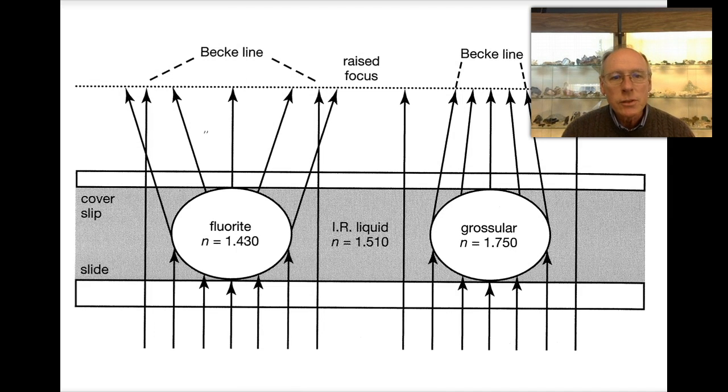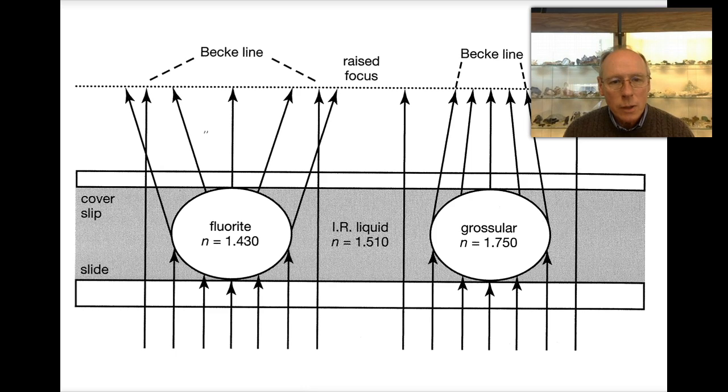This diagram illustrates the concept. Here we have two minerals, fluorite on the left and grossular on the right, mounted in a refractive index liquid that has an index of 1.51. Fluorite has a refractive index that's less than that of the liquid, and grossular has a refractive index that's greater than the liquid. As light passes through the fluorite, which has an index of refraction less than the liquid, the light rays are bent away from the fluorite, and the opposite is true for grossular. The light rays are bent toward the grossular.